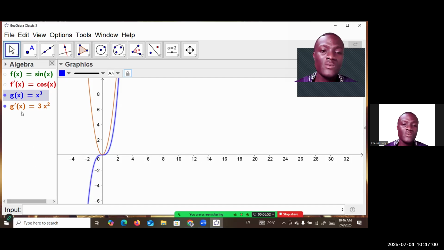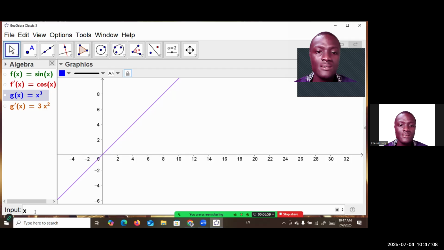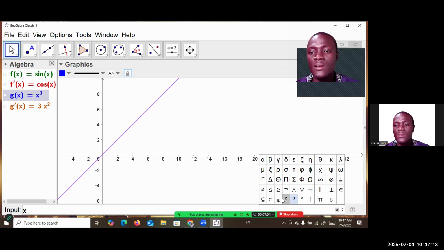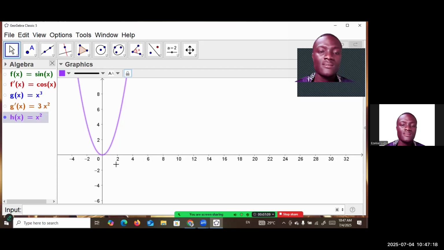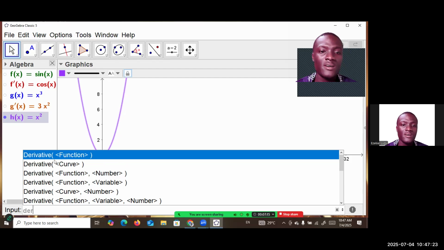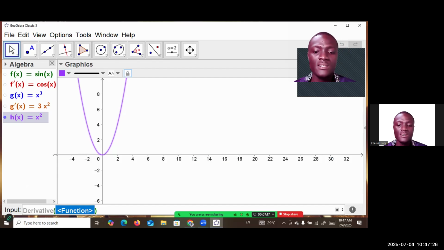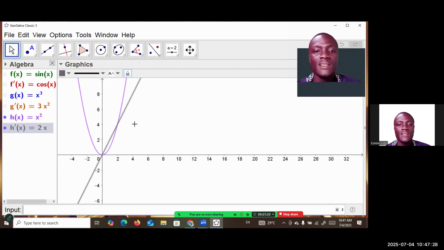Let me hide this one, and then I'll bring in a quadratic graph, which is x squared. You can see this is the graph of the quadratic function in the U shape. Let's type the derivative of that function. The function is h. You can see we have a straight line. So basically, this is how we do differentiation in GeoGebra. It's not anything hard.